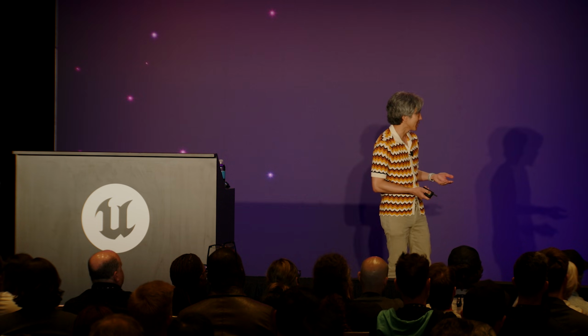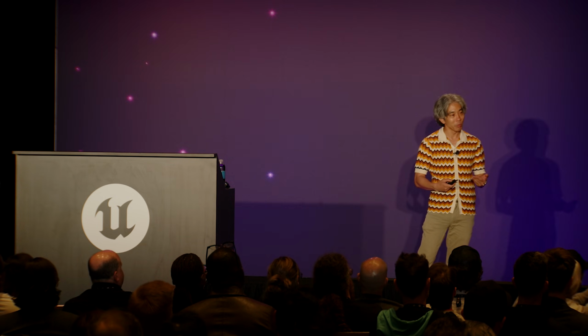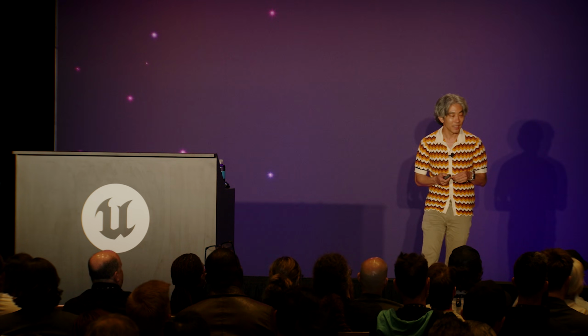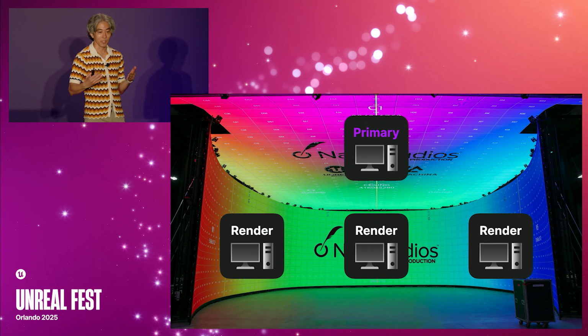Also, on the display side, we've introduced the failover feature. Actually, this feature has been around for a while, but there are some improvements that we've been working on. And in particular, in 5.6, you'll be able to fail over the primary node.